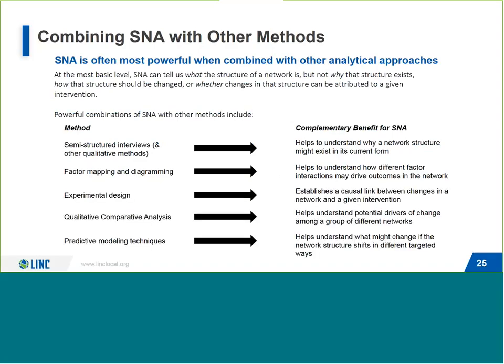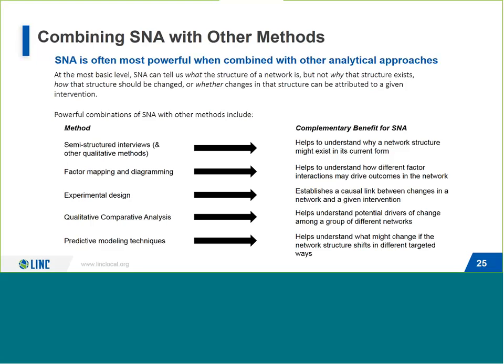Because, as I mentioned, SNA can tell us what the structure of a network is in a really, really deep way, but not why that structure exists. It can't tell you anything on its own about what led to that structure existing. How should the structure be changed? So what should the network look like? It's not a normative technique in that sense.